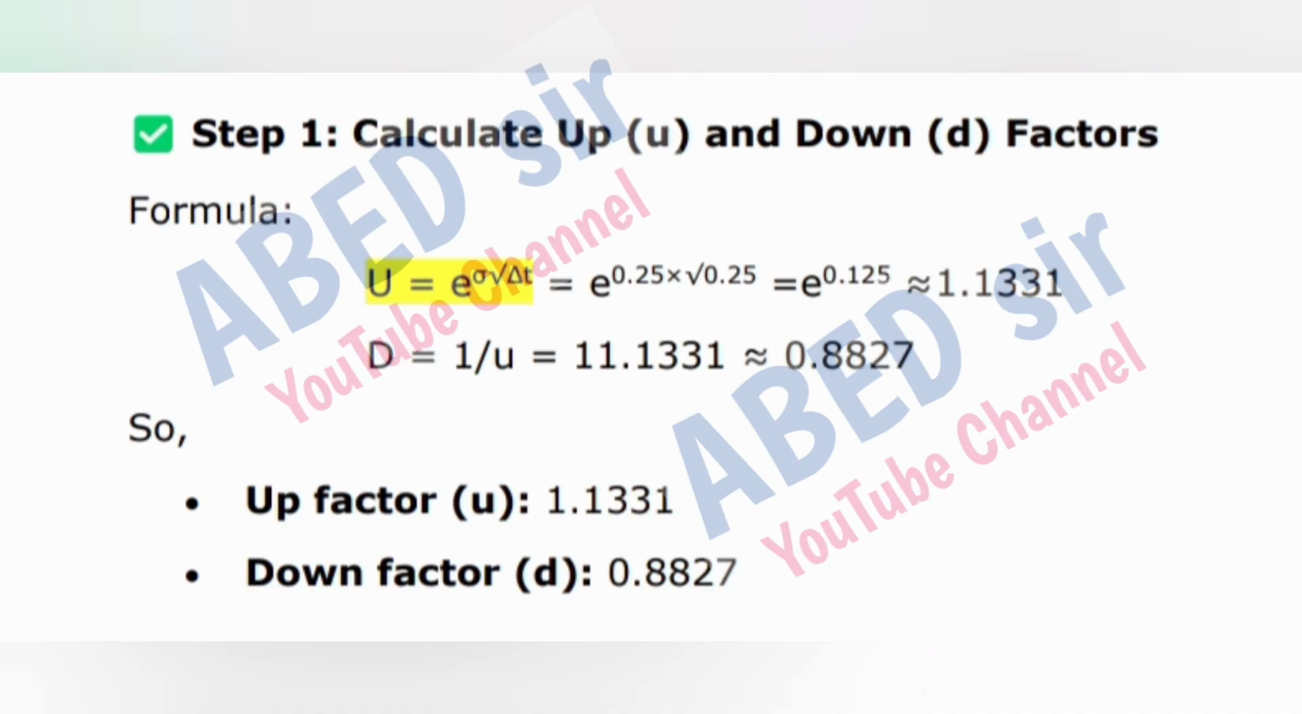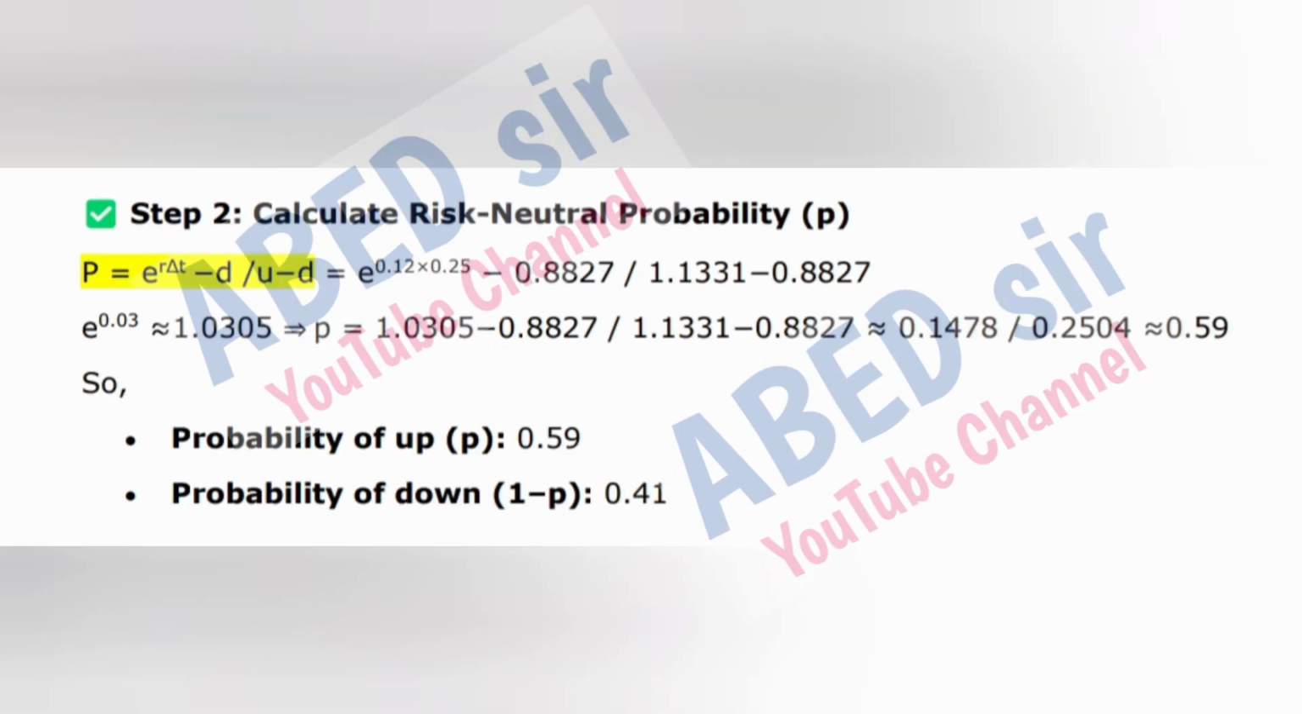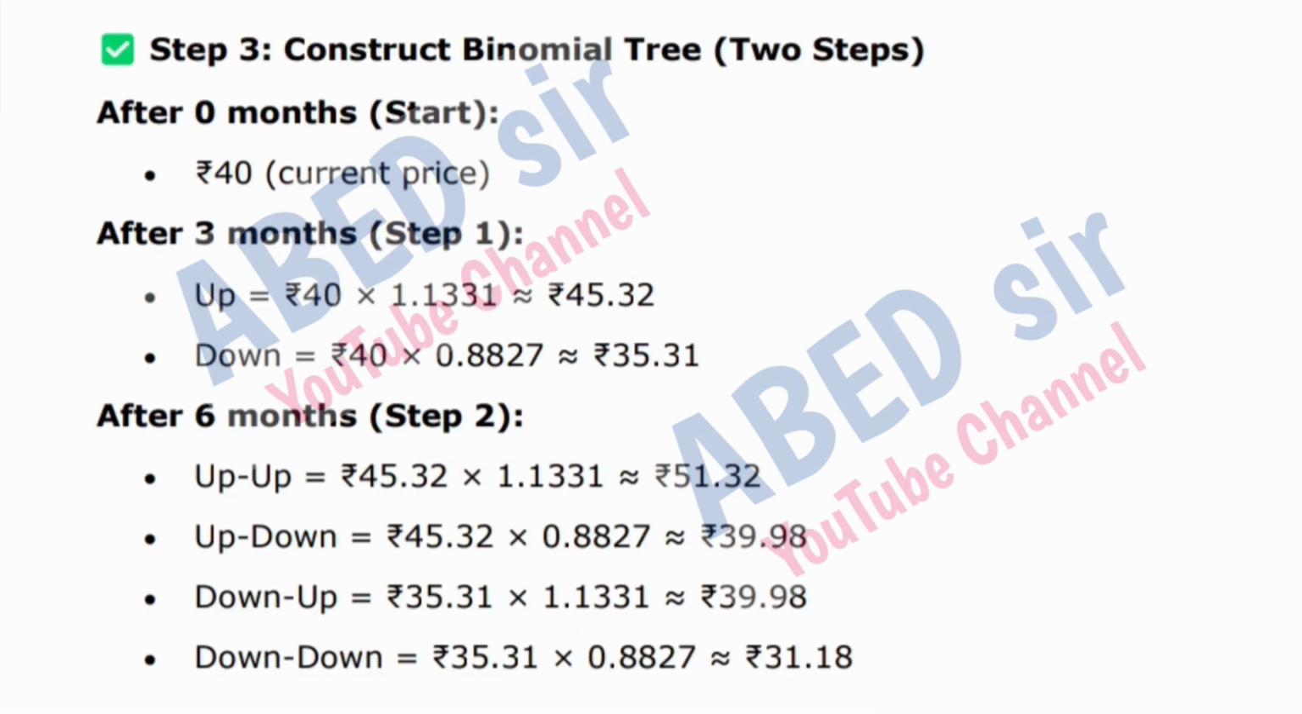Formula. So, up factor U is 1.1331. Down factor D is 0.8827. Step 2. Calculate risk-neutral probability, P. So, probability of up, P, is 0.59. Probability of down, 1 minus P, is 0.41. Step 3. Construct binomial tree, 2 steps.